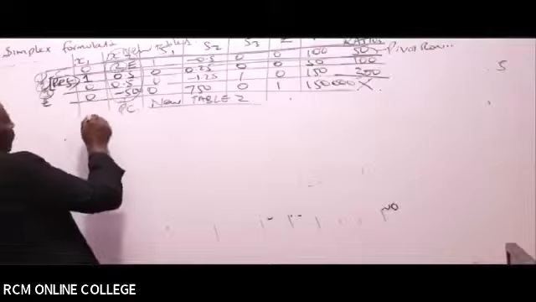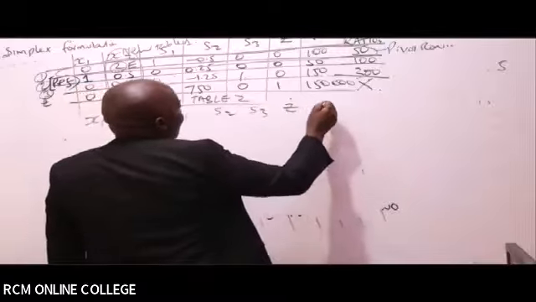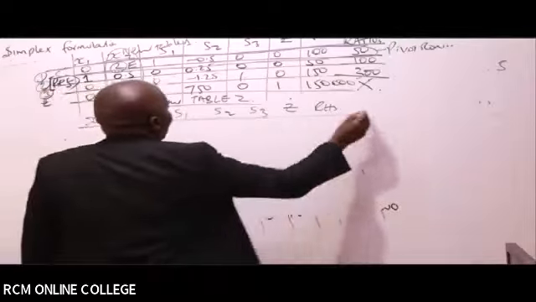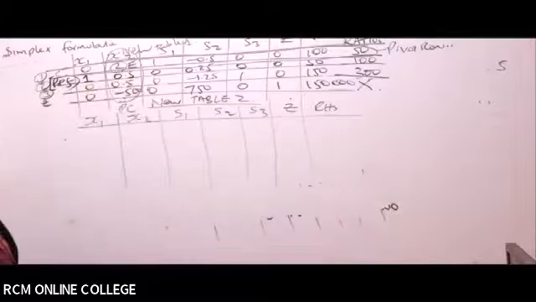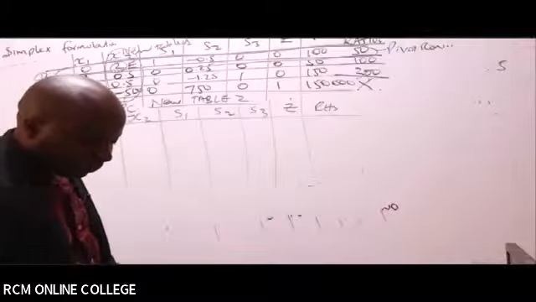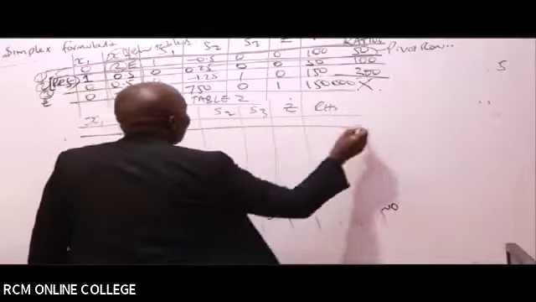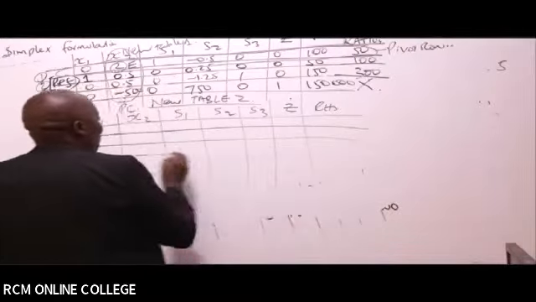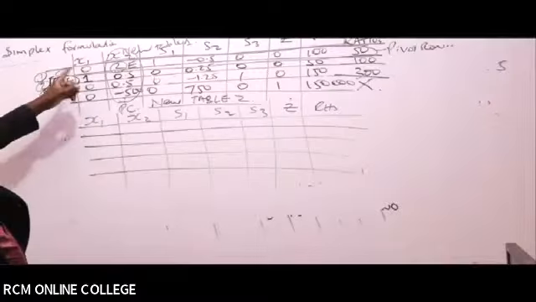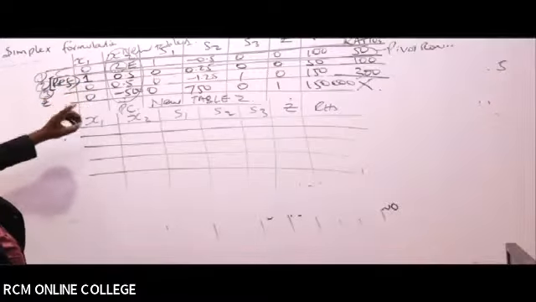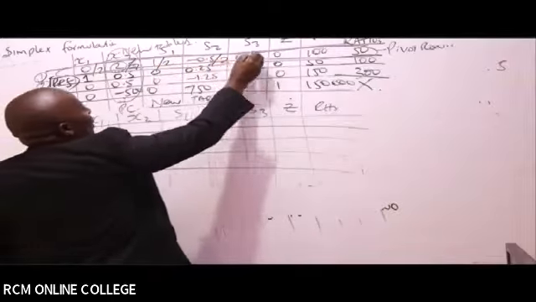So new table 2. We have X1, X2, S1, S2, S3, Z, then the right-hand side values. Remember, it is the pivot row that we start by bringing here. Always, in the new table, you bring the pivot row, but you must ensure that the pivot element is 1. The element that we have here is 2, and I want it to be 1. So basically, the pivot row is to be divided by 2 throughout.